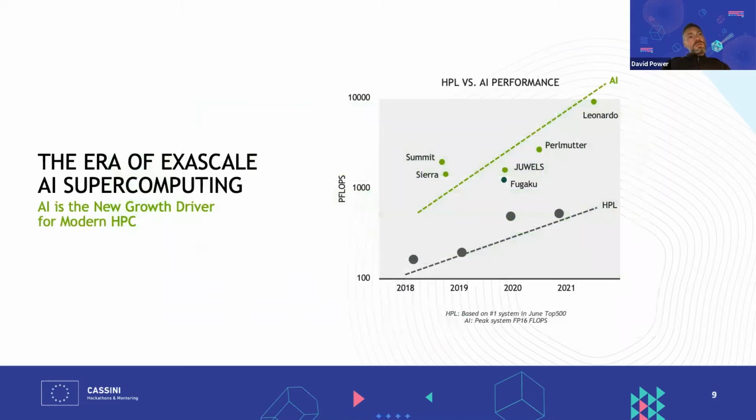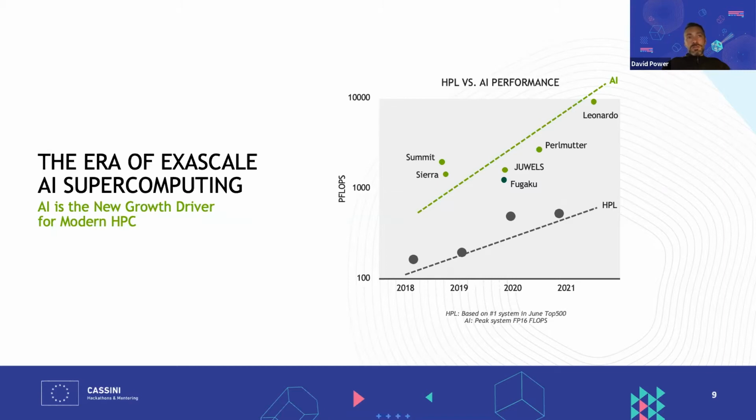Okay, so we're at the era of exascale AI supercomputing. And I guess what we mean by this is that AI is actually one of the new growth drivers for modern HPC. And we can see that reflected in some of the larger systems that are being rolled out, not just across Europe, but across the world. These systems are being designed to run very large training models and AI workloads at very, very large scale.